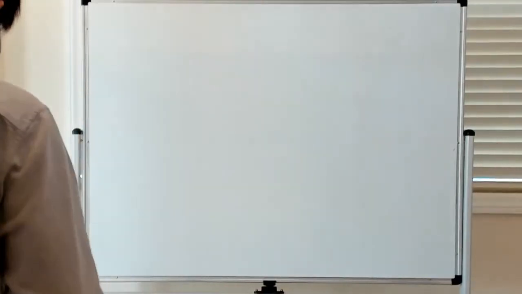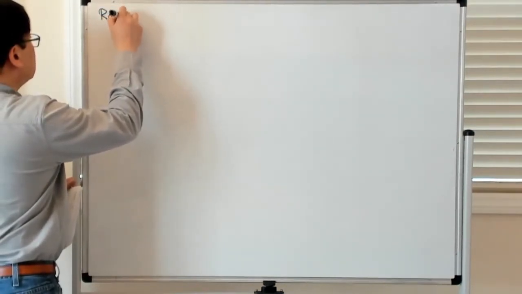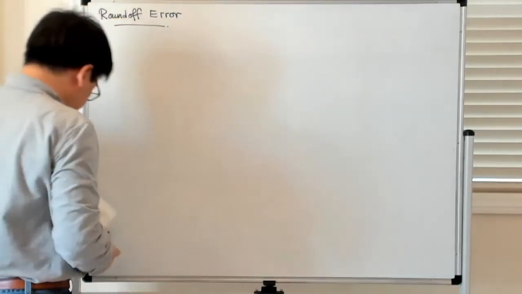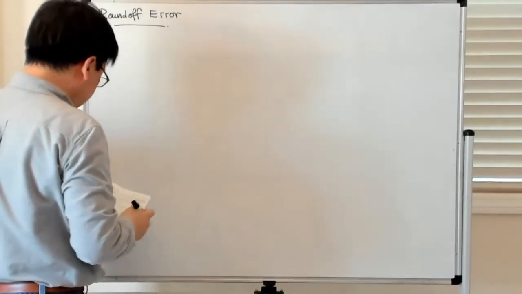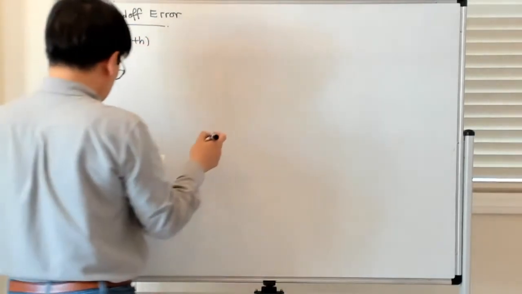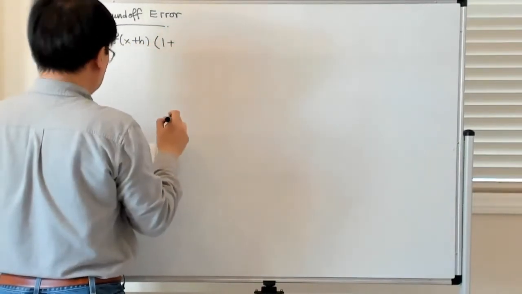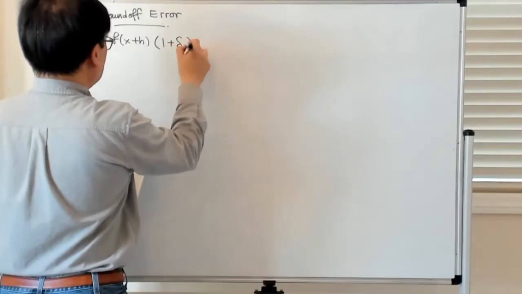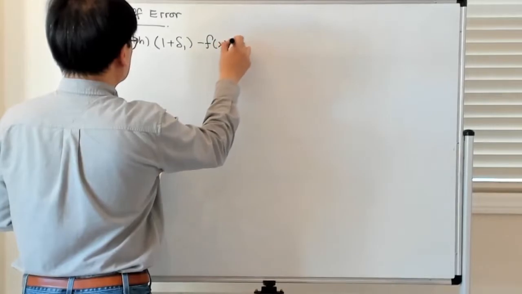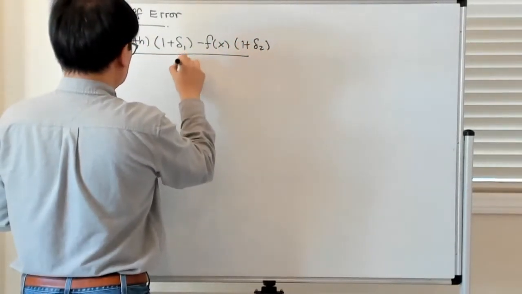Okay, so now let's look at the issue of round-off a little bit more carefully. Again, you have this difference between f of x plus h and f of x, and I'm going to model the round-off error by saying that this is (1 plus delta 1) times the actual value minus f of x, again (1 plus delta 2), divided by h.